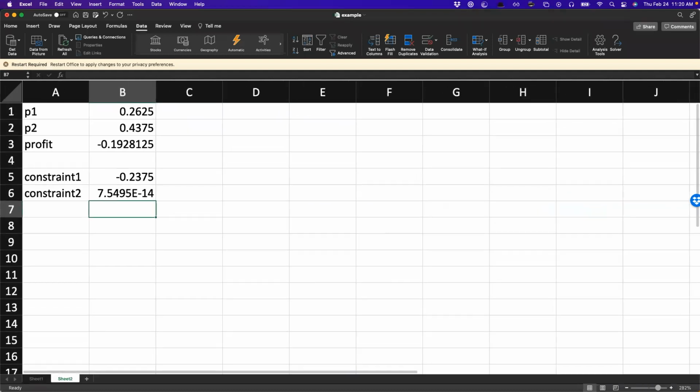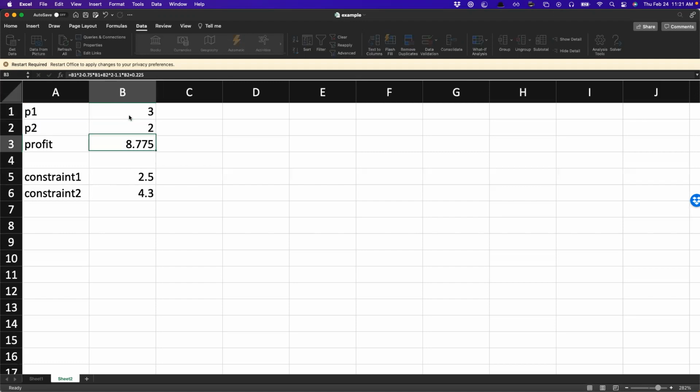Let me zoom in. Okay, so let me change this. You can actually see that the solution it solved for is the same as what we had. I'm just going to change these. Okay. So the profit function is exactly the same as before, right here, but now we have two constraints. So constraint 1 and constraint 2.